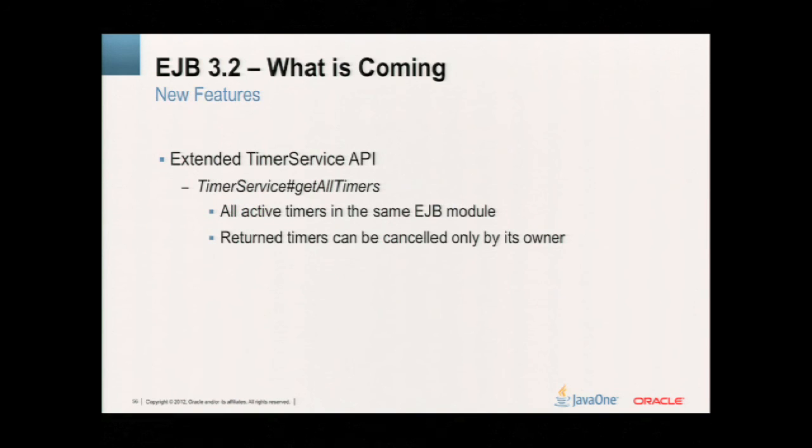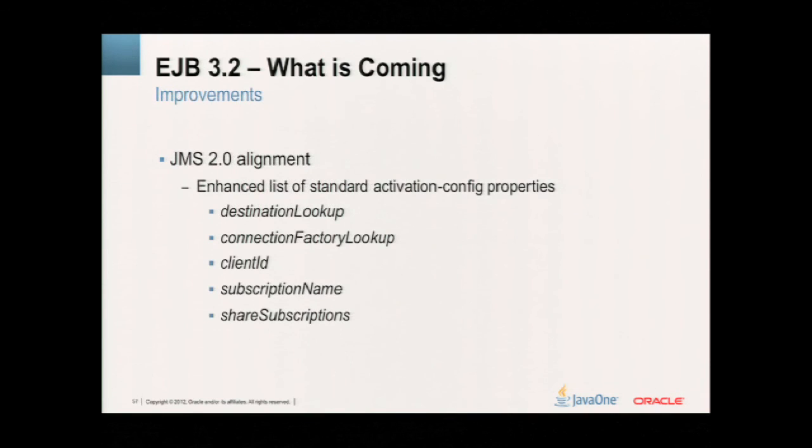Timer service got a new method, getAllTimers, to return all timers in the same bean. They are for display purposes, because the limitation is that only the bean that owns the timers can cancel them. MDBs got alignment with JMS 2.0, and we enhanced the list of standard activation config properties by just defining them. If you use them, they will be recognized.